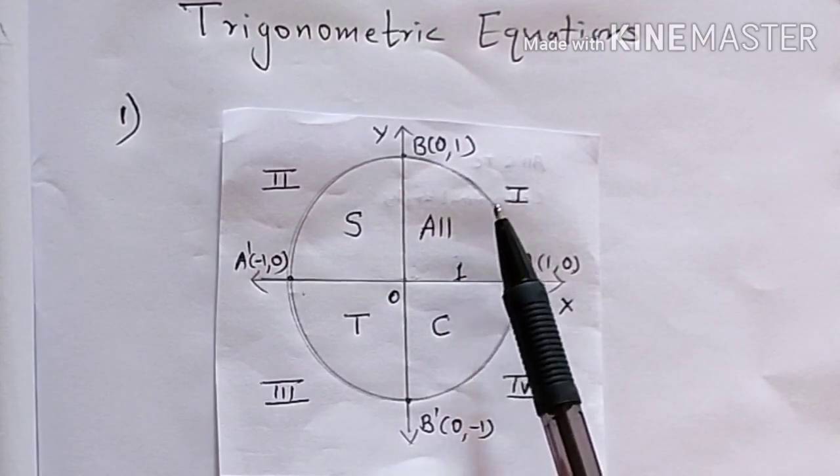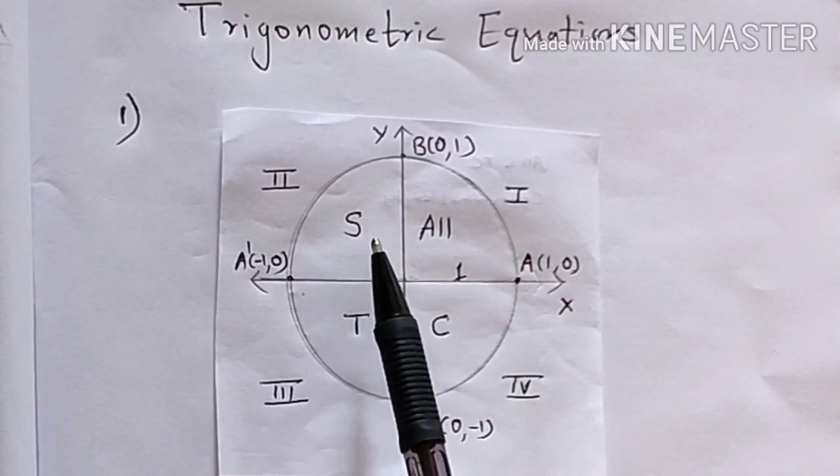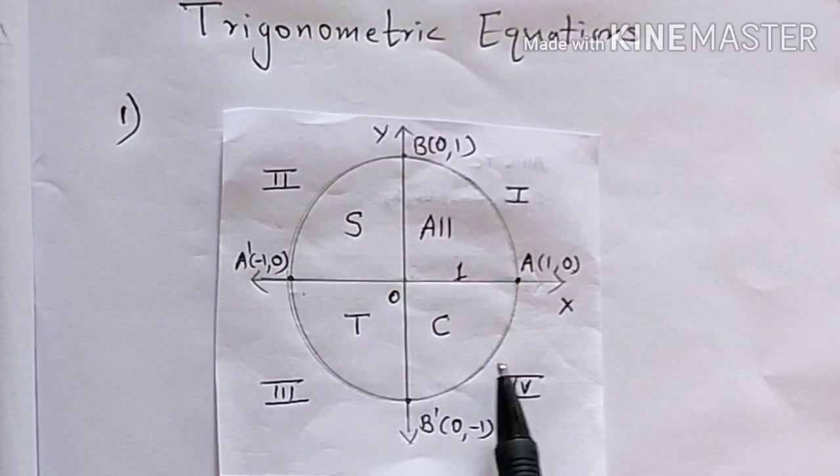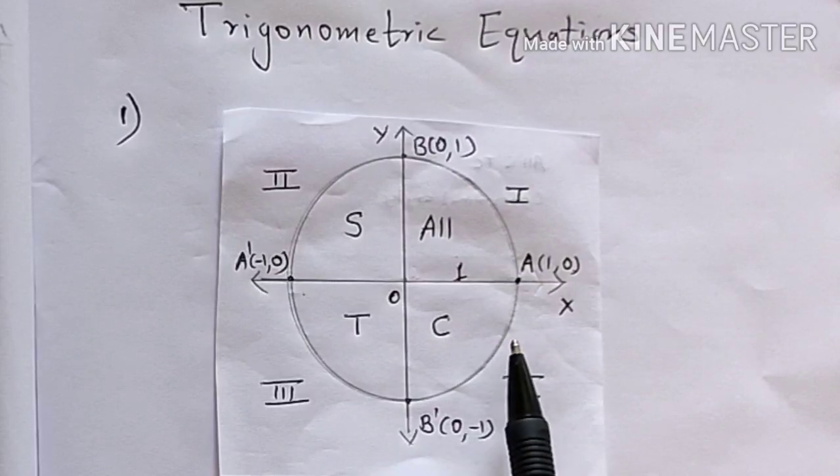Now in the first quadrant, all trigonometric ratios are positive. In the second one, sine and cosec are positive. In the third one, tan and cot. In the fourth one, cos and sec are positive.